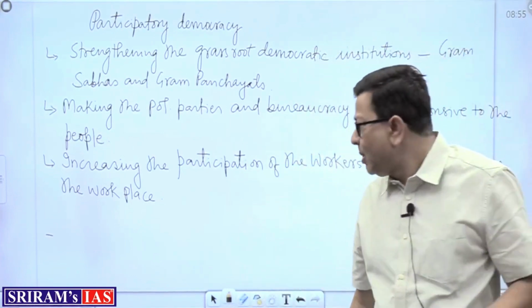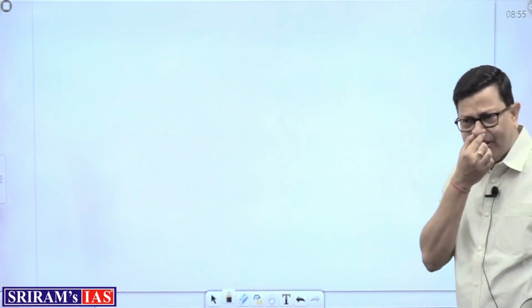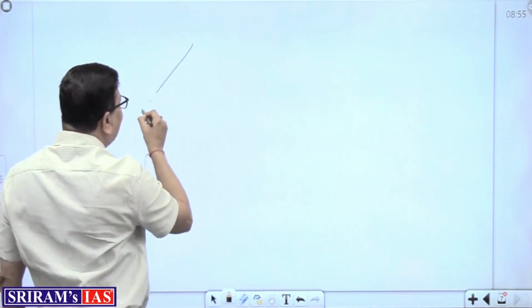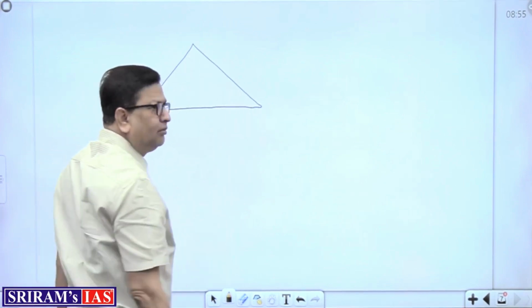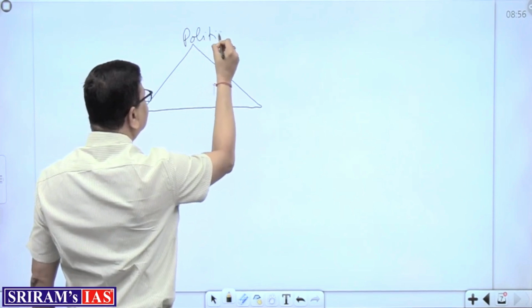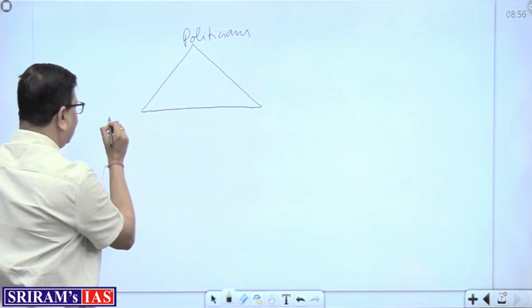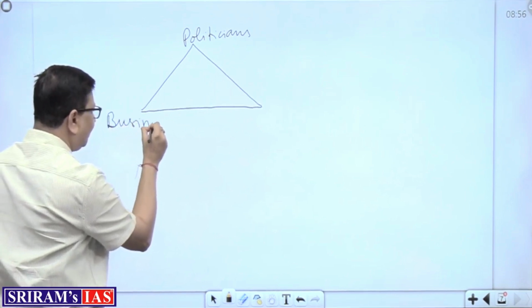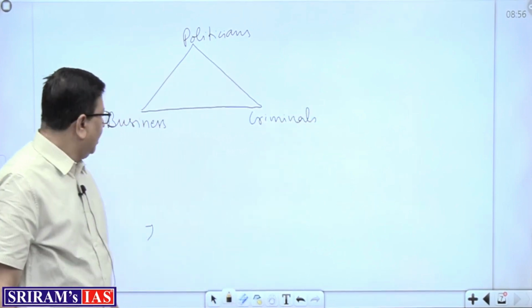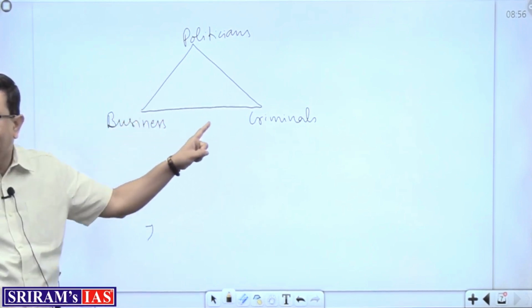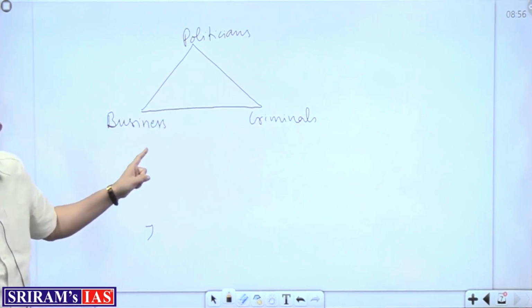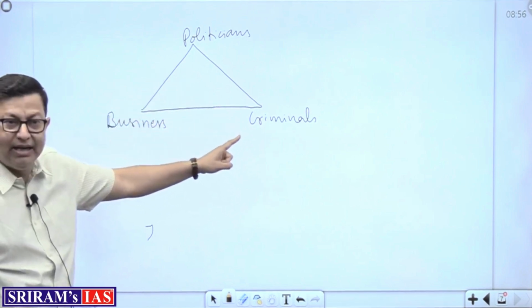And not only this, when we talk about the other aspects in Indian democracy, what we have seen is that there is a fatal triangle which is present in India. The politicians, the business, and the criminals. It is a nexus. Politician, business and criminal nexus. And if we talk about this aspect, never write bureaucracy. It is business, politicians and criminal nexus.